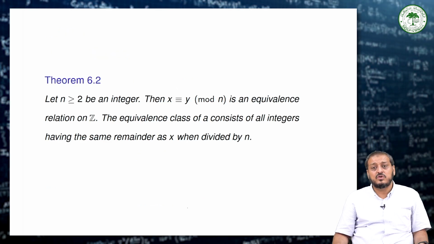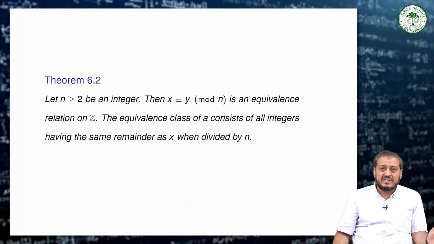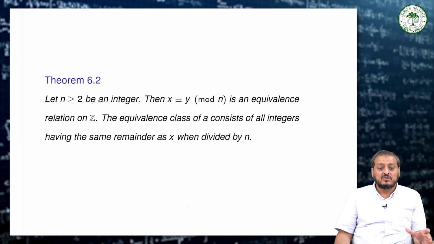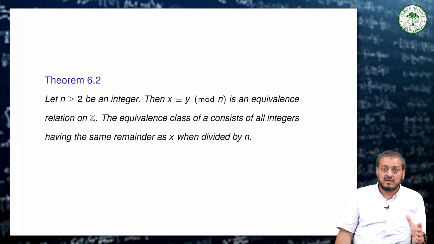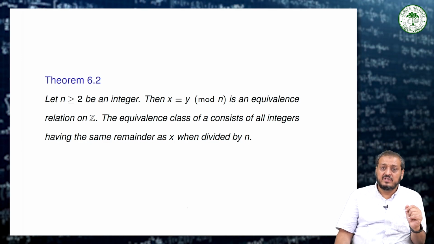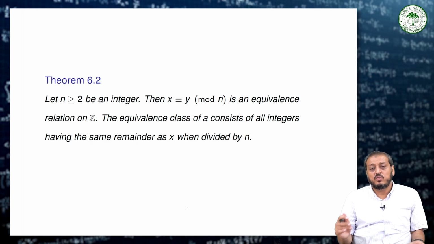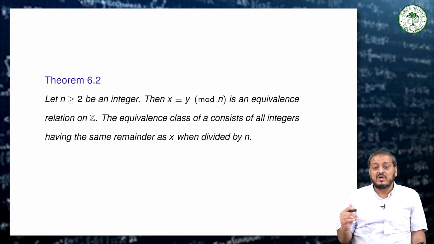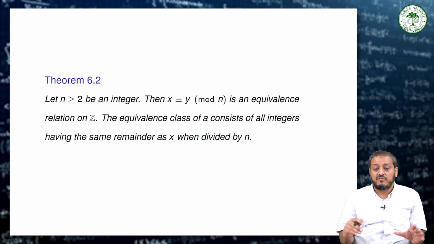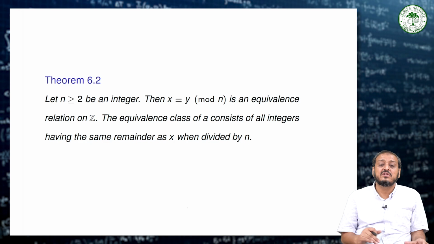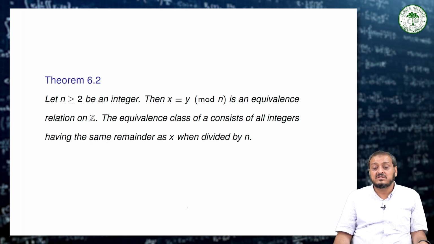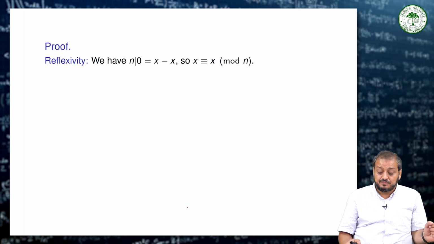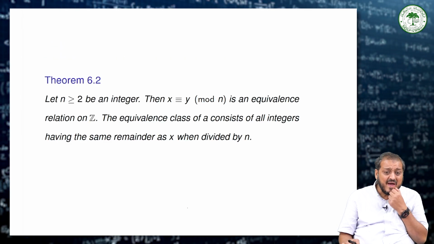Now this is the theorem, which we will use. Let n greater than or equal to 2 be an integer. Then x congruent to y mod n is an equivalence relation on Z. The equivalence class of x consists of all integers having the same remainder as x when divided by n. Now we will prove this result.